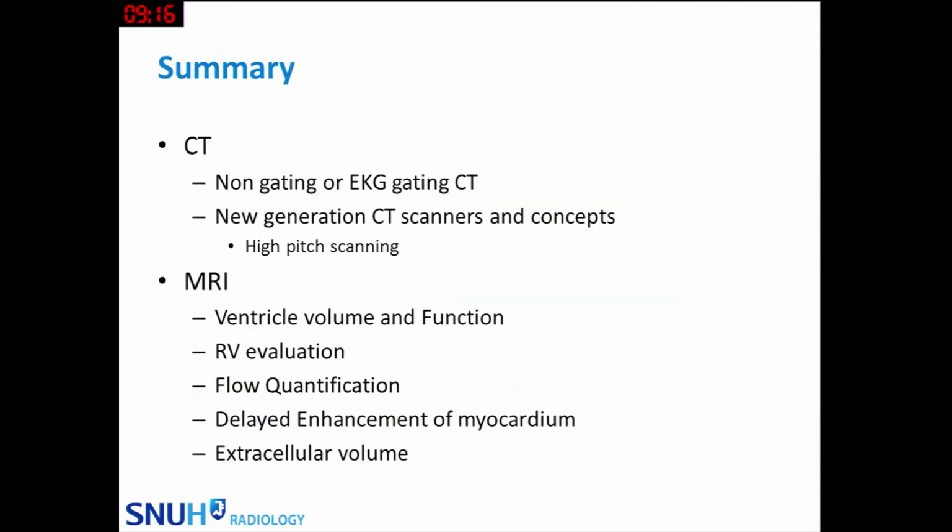Okay, this is the summary. I talked about non-gated CT and gated CT, and introduced the very new generation CT scanner and the concept, and the radiation dose for that. In MRI, I covered ventricular volume and function, the RV evaluation, flow quantification, showing unilateral pulmonary arterial hypertension by MRI, and the delayed enhancement of the myocardium and the extracellular volume space, the concept of that.